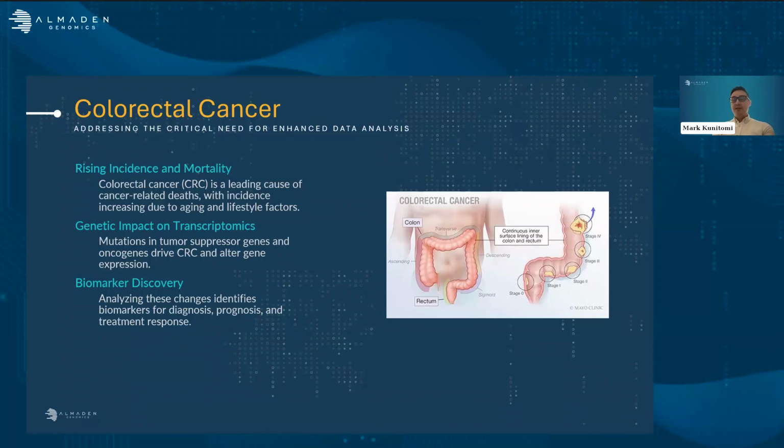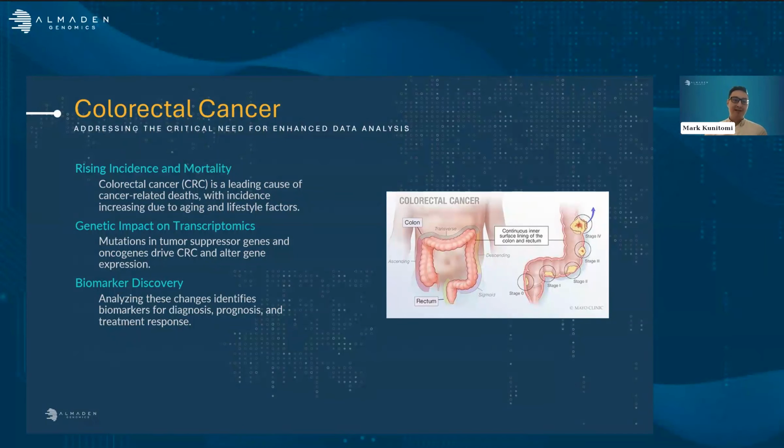Today we're going to be looking at a set of data sets from colorectal cancer. Colorectal cancer is really a pressing health issue due to its high incidence and mortality rates. It is one of the leading causes of cancer-related deaths, and its incidence is increasing due to aging and lifestyle factors. Studying colorectal cancer is really crucial because of the profound genetic impact on its progression.